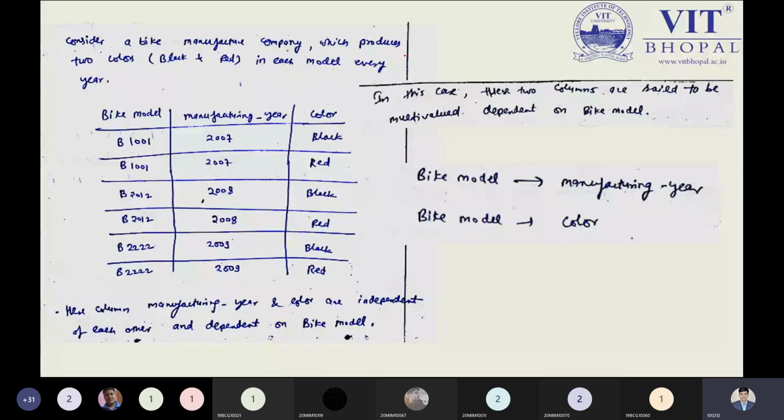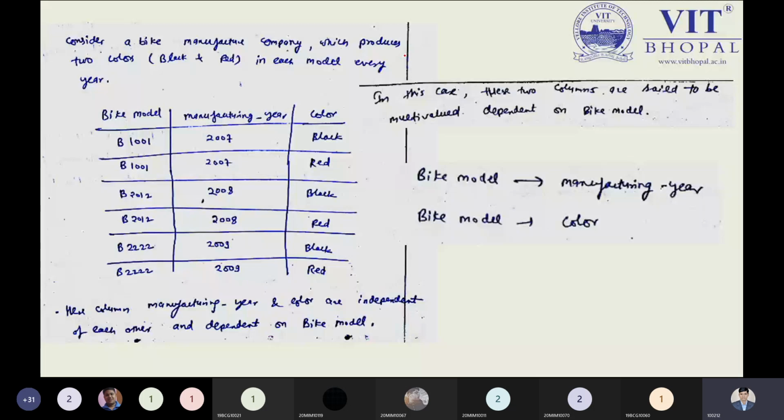So we are trying to purchase a bike, and we have the options of which color of bike we should have, black and red. In this case, we have a bike model, manufacturing year and color. The functional dependency concept I am speaking about requires common sense and logical thinking to implement properly. So we have a bike model, manufacturing year and color.